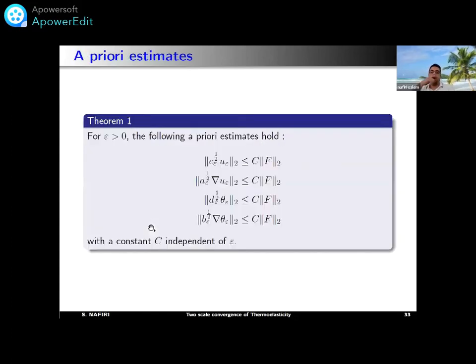Okay, so now I give a result about a priori estimates. This result gives us some information about our solutions, U epsilon, theta epsilon, and also about A^{1/2} grad U epsilon and B^{1/2} grad theta epsilon. It tells us that each component is L2 bounded uniformly with respect to epsilon. This is a very important result.